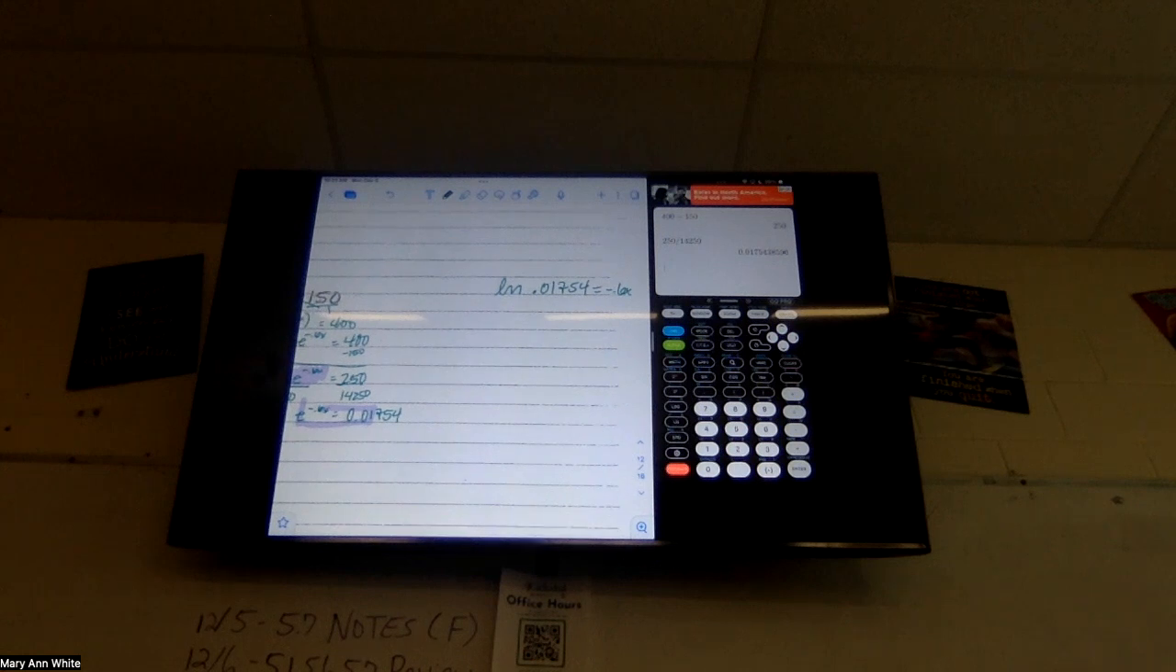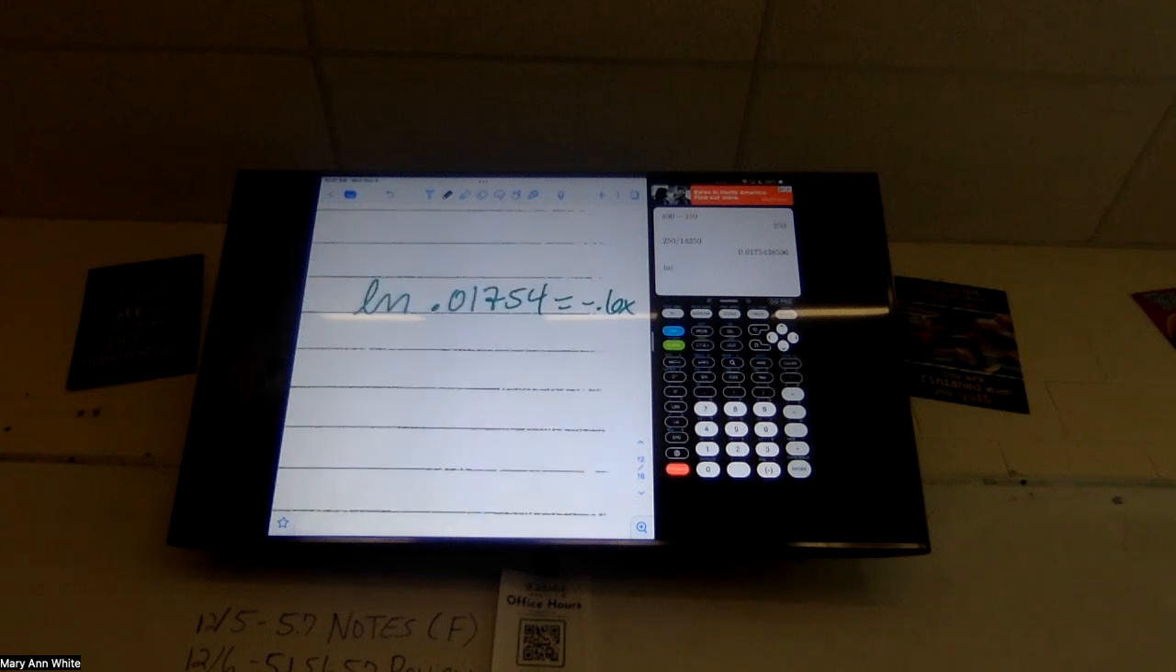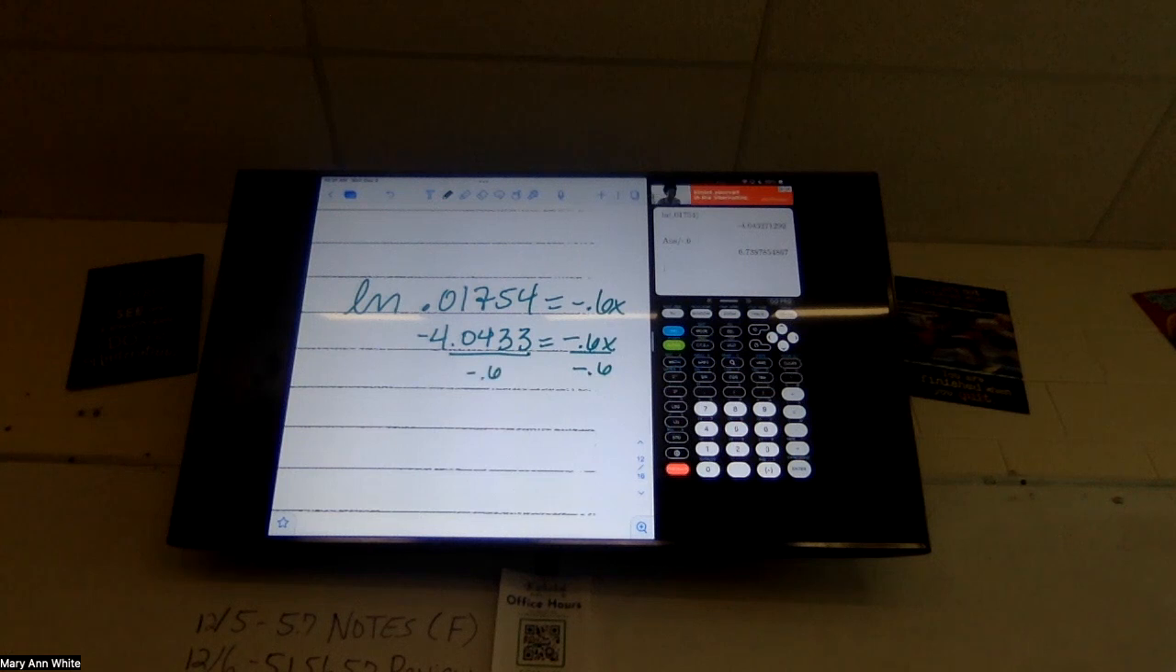Can you do ln of that big decimal in your calculator? Yeah, kind of ugly, but we can do it. Negative 4.0433, I guess, equals negative 0.6x. And then we divide by that negative 0.6 and I get x. So x is going to equal 6.7388.